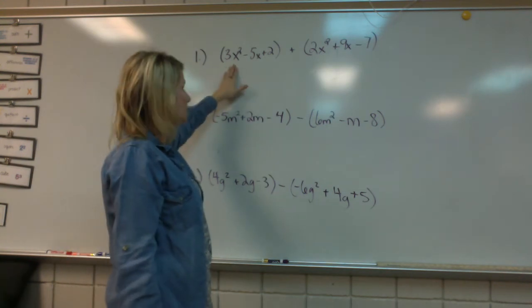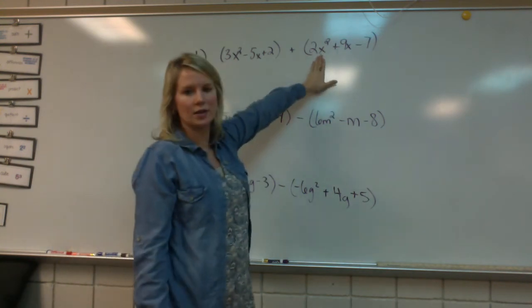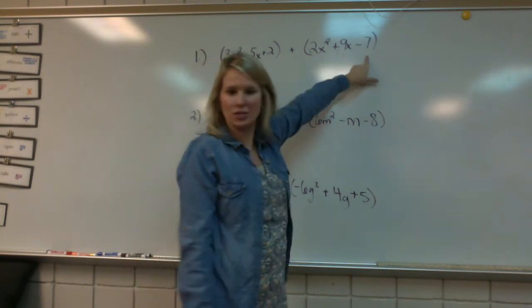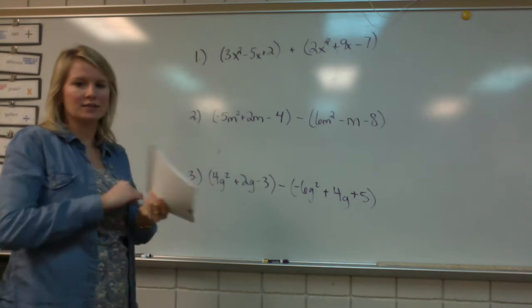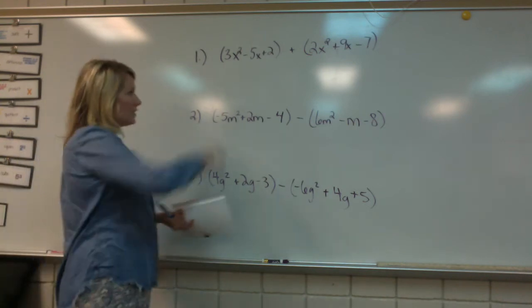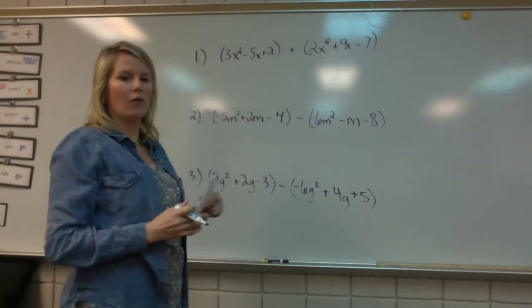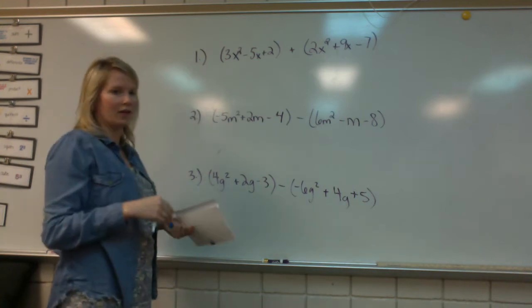It starts with an x squared term over here, and an x squared term here, and then the next term, and then just a constant. And so this first one, you're just going to be adding together the things that are the same. You can leave it like this and just add it together mentally, or I'll show you how you can write it vertically in a little bit.